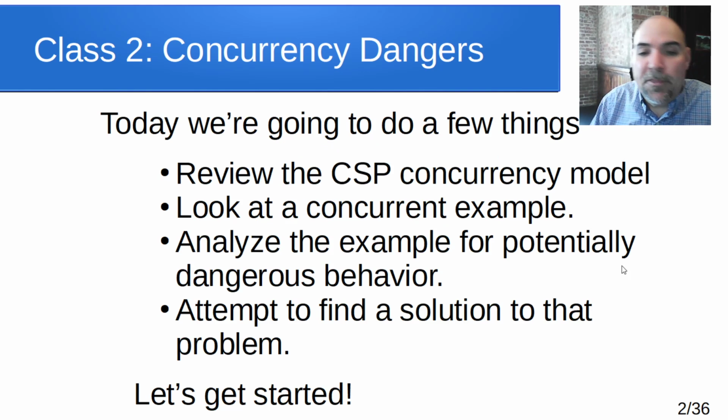All right, so quick overview of what we're going to do today. We're going to review that CSP model of concurrency. We're going to look at a concurrent example, analyze that example for potentially dangerous behavior if we get unlucky when we're running it, and then we're going to attempt to find a solution to that problem. Not to have a plot spoiler here, we're going to finish up with a couple of solutions to that problem that we see in that example. So let's go and get started.